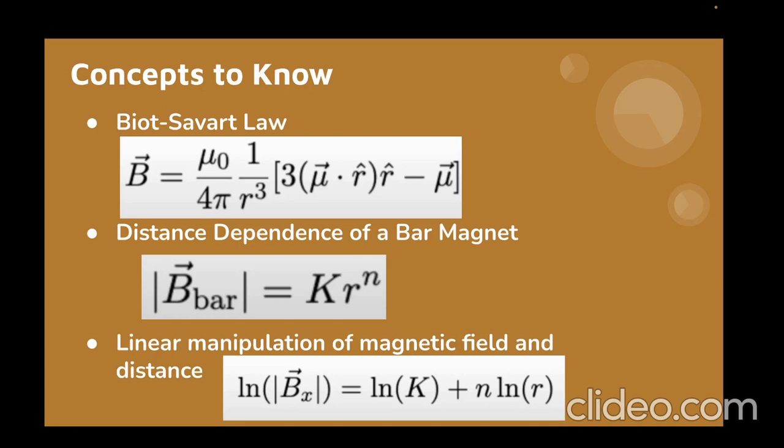Some concepts you have to know for this lab are the Biot-Savart law, which tells you the magnitude and direction of an electric or a magnetic field based on the radius from the magnetic source. Additionally, you'll need to know the distance dependence of a bar magnet, which is shown, and how you can manipulate that equation to have a linear correlation between the electric field, or the magnetic field, and the radius.